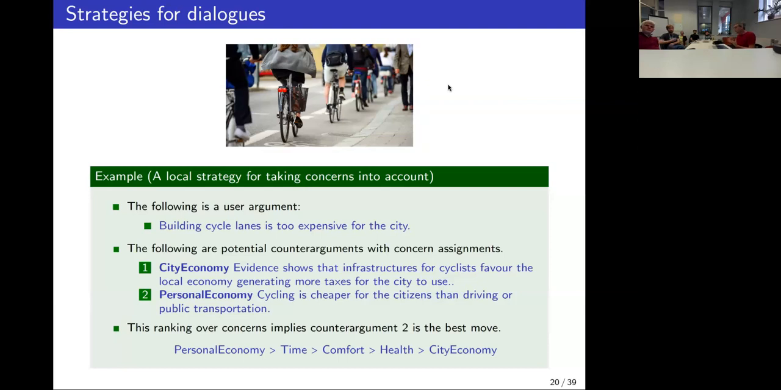And so we might label those arguments. The first one is about the city economy, so that's the concern. And the second one is the personal economy, so arguments 1 and 2. And supposing in our user model, we've got this ranking. The person thinks personal economy is by far the most important thing, and city economy is the least important thing. Then it would be natural to pick argument 2 as opposed to argument 1 as the argument to present in the dialogue. So this is something we explored empirically.